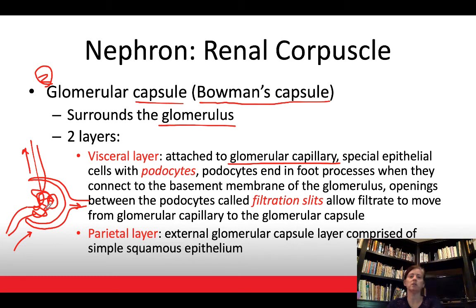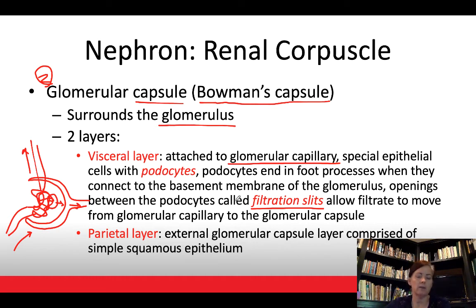Now these are special types of cells. These are epithelial cells, and they have what's called podocytes. Podocytes are cells that have foot processes at the end, where they basically connect the visceral layer of the capsule to the capillary wall, and it creates these slits in between those two structures that allow filtrate, which is the liquidy substance, to move from the capillary into the capsule. And we'll look at this in a couple different ways.